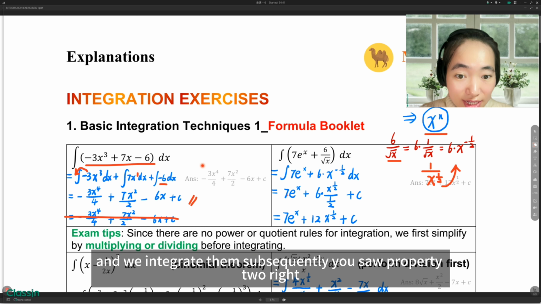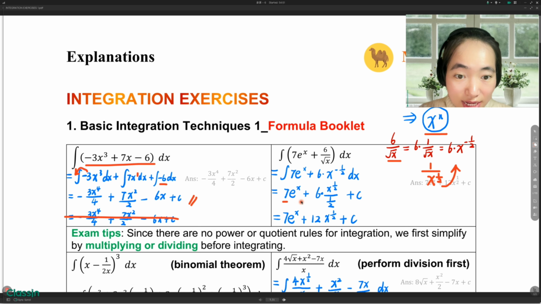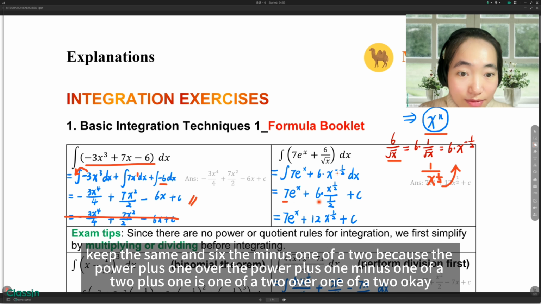And we integrate them separately. Use our property too, right? So the 7e^x, you keep the coefficient the same, and e^x is still e^x. And for the x to the power negative 1 over 2, the power plus 1 over the power plus 1. Minus 1 over 2 plus 1 is 1 over 2, over 1 over 2.